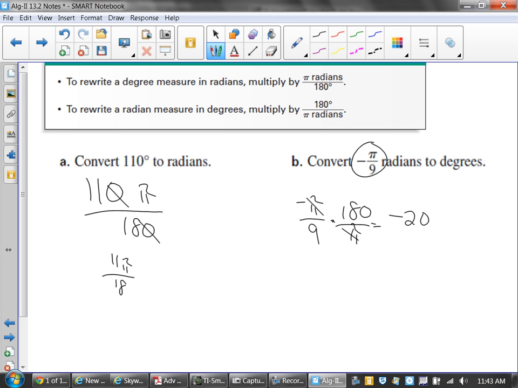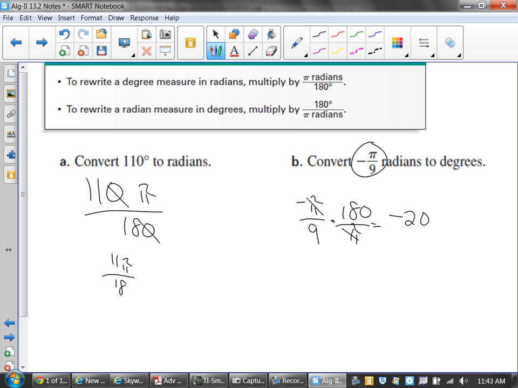What is the positive coterminal angle to negative 20? 340. Very good. What is the negative coterminal angle to negative 20? 700? Negative 380? You're spinning around too many times. When you're dealing with coterminal angles, you just want to go one way around and the other way around.